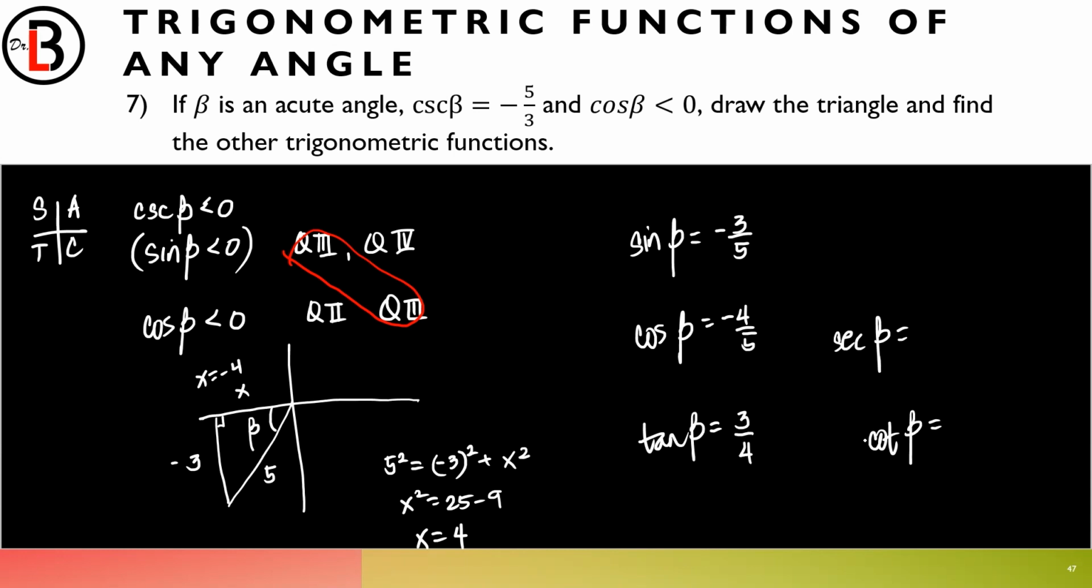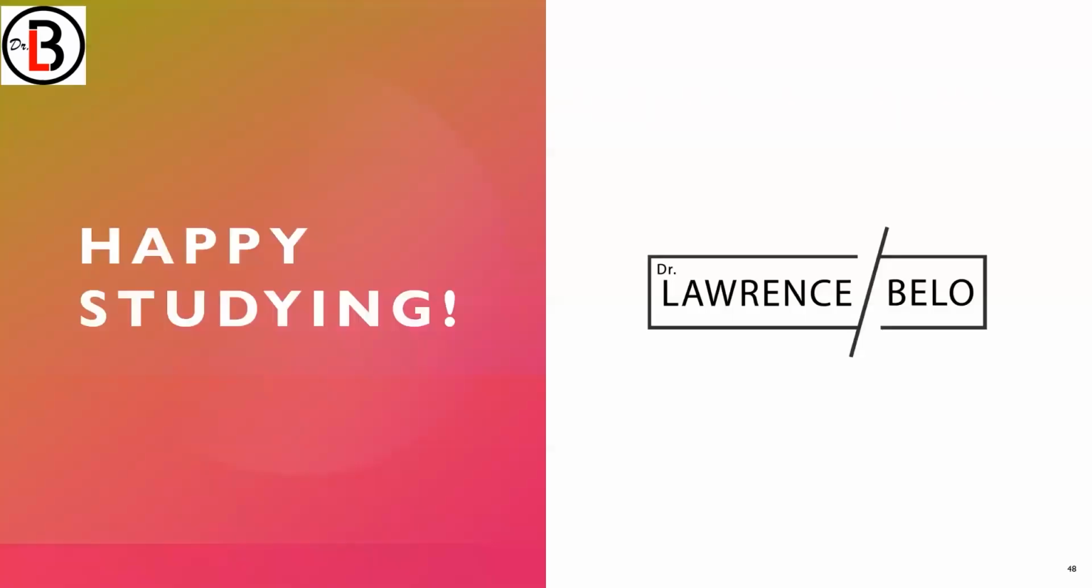3/4. Therefore, the cotangent is the reciprocal of this, 4/3. And then secant is the reciprocal of this, negative 5/4. Cosecant is the reciprocal of sine. Look, it's the same, oh? Negative 5/3 and then 3/5 negative. They are reciprocals. So basically, that's where we end the first module.